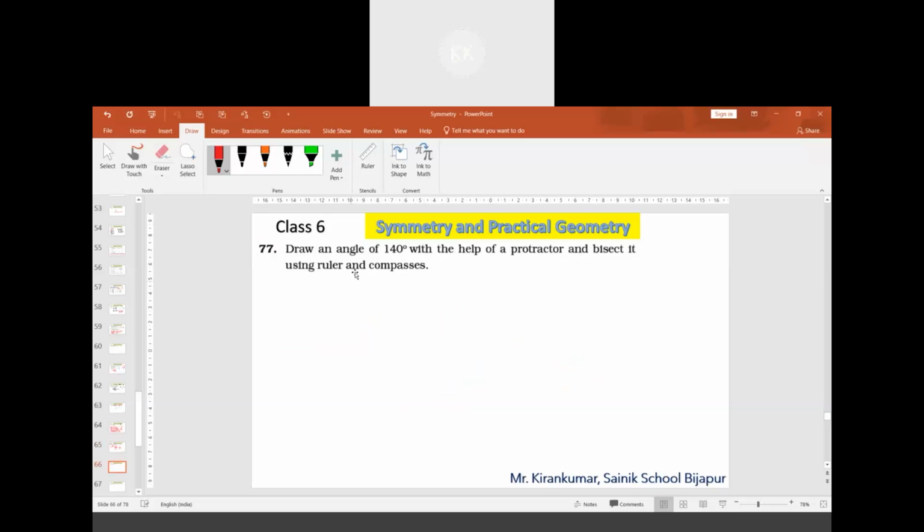Now the question is: draw an angle of 140 degree with the help of a protractor and bisect it using a ruler and compass.